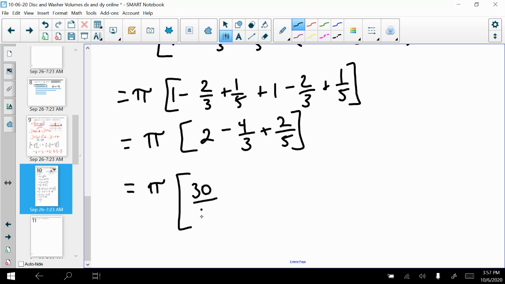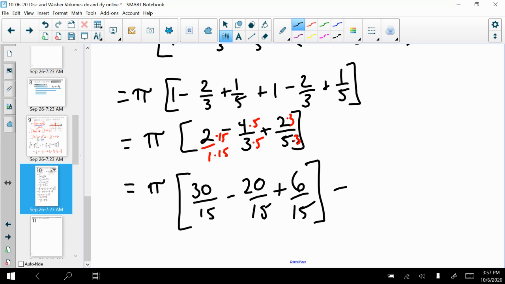So this is 30 over 15, right? Times 5 over 5. This is over 1, so times 15 over 15. This one I did times 5. So we get 20 over 15. And then, of course, here we multiplied by 3, which then gives us plus 6 over 15. 30 minus 20 is 10, plus 6 is 16 pi over 15. And that should be our correct answer.